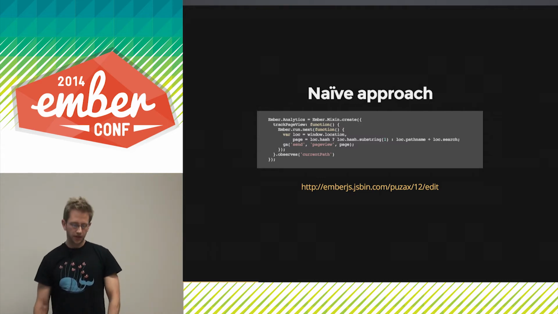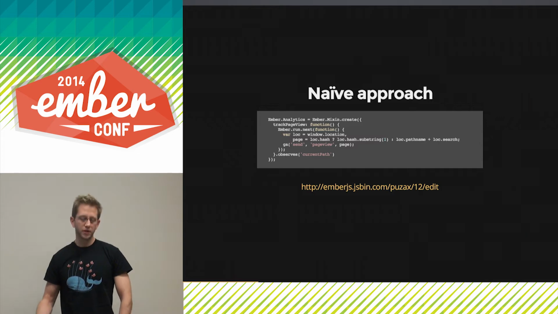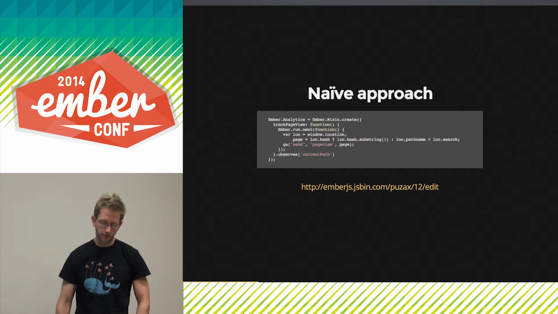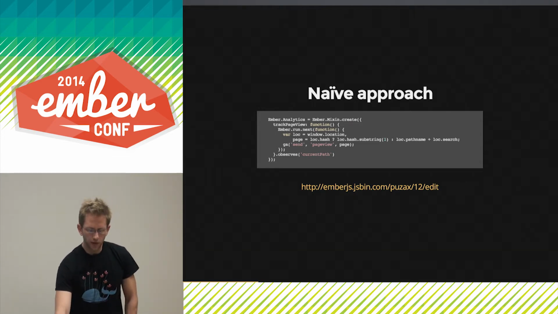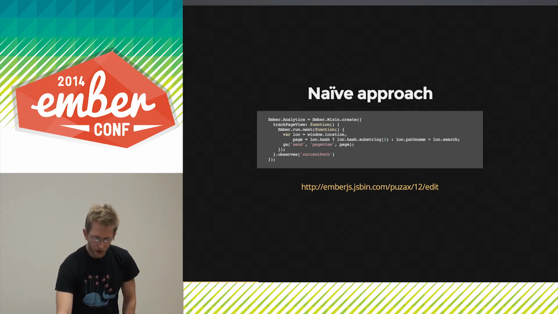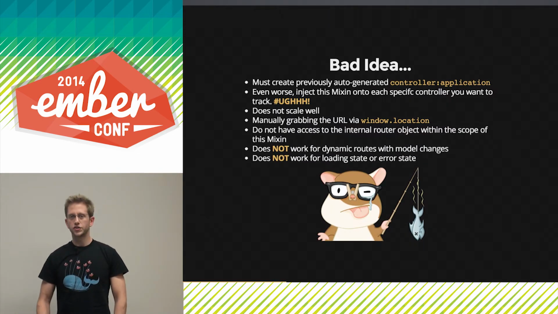we'll see a couple different reasons why. But you can see some alarms should be going off when you look at this initially, because you see Ember run next. Well, maybe we can improve on that. And we have an observer here, and we're looking at window.location. Well, what else can we do? Some reasons that this is a bad idea. I just talked about a few of them.